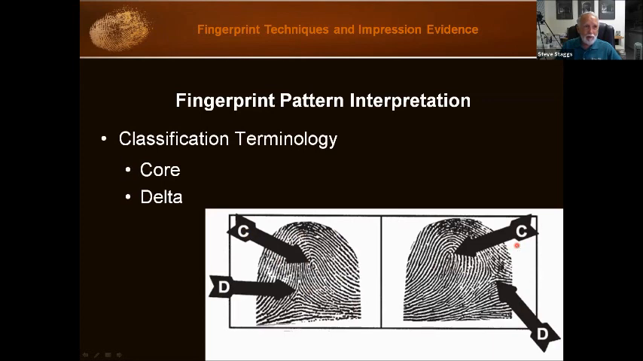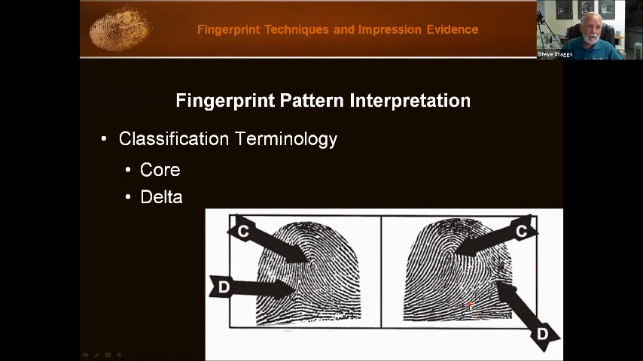All right. Remember, the core is the center of the pattern area. So here's a core. We have the ridges flowing like this, and that's the core. Also on this one, it looks like it's the same one reversed, but they're 2 different fingerprints actually. And this is the core also.